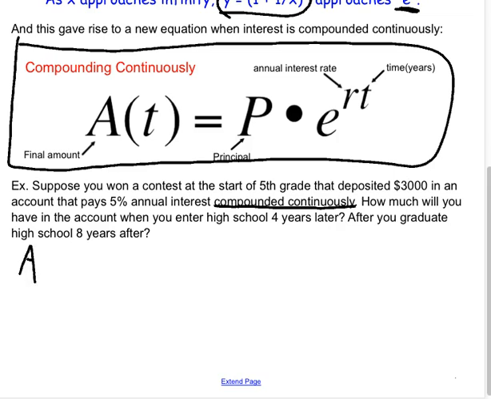So, how much do you have? Well, you're starting with $3,000 times e to the, if it pays 5%, that's going to be 0.05. You still need the decimal, times 4 years. All right. So again, all you're doing is plugging in those appropriate pieces.